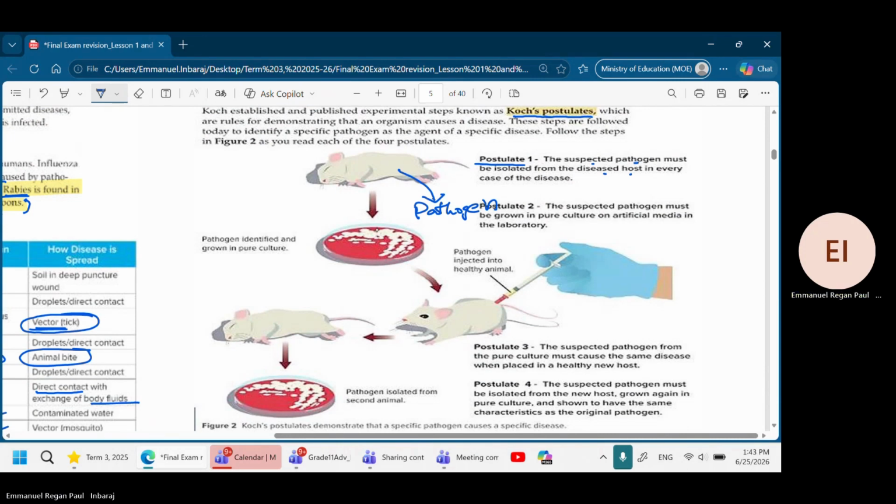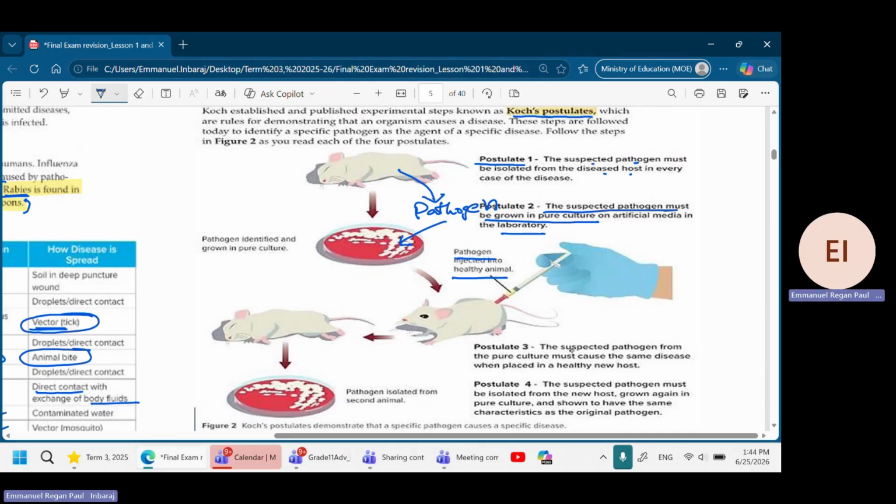Okay, number 2. The suspected pathogen must be grown in a culture medium in the laboratory. After growing, because there will be only a few microorganisms, they grow it so that the microorganisms will multiply and become more in number. So after multiplying, what are they doing? This pathogen from the lab is injected into a healthy rat. You see, this mouse is living. So they're injecting it inside the living mouse.